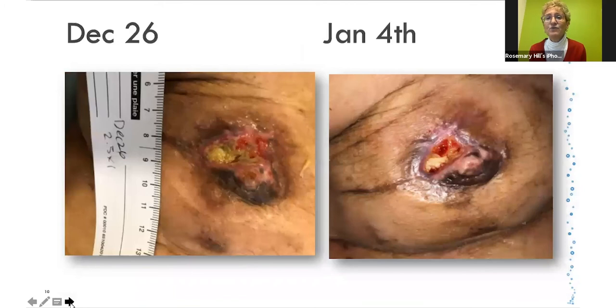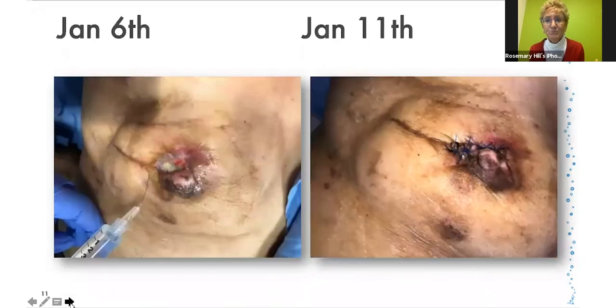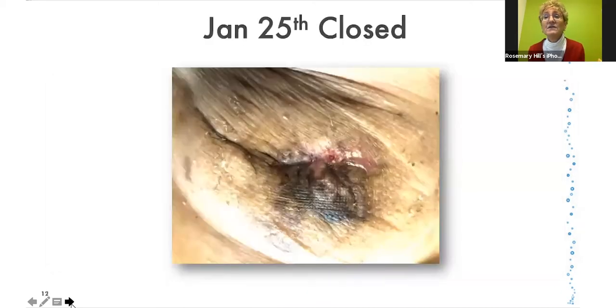And so as we progress, again, just still using the same products, continuing on, next slide. We got to the point that the plastic surgeon said, Rosemary, this is so good. I'm just going to approximate the edges. We're going to leave those sutures in place. And we're going to watch it carefully and continue with this continuous diffusion of oxygen. And in the next slide, you'll see by the 25th, it was closed and she has not reopened. And we are now in April.